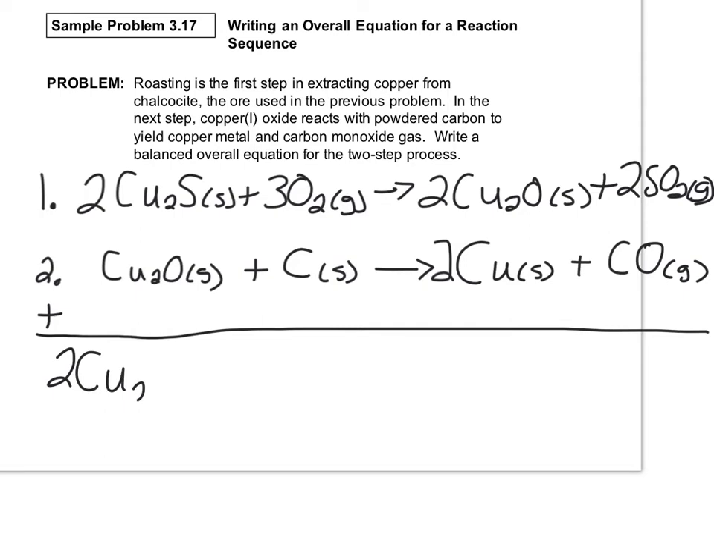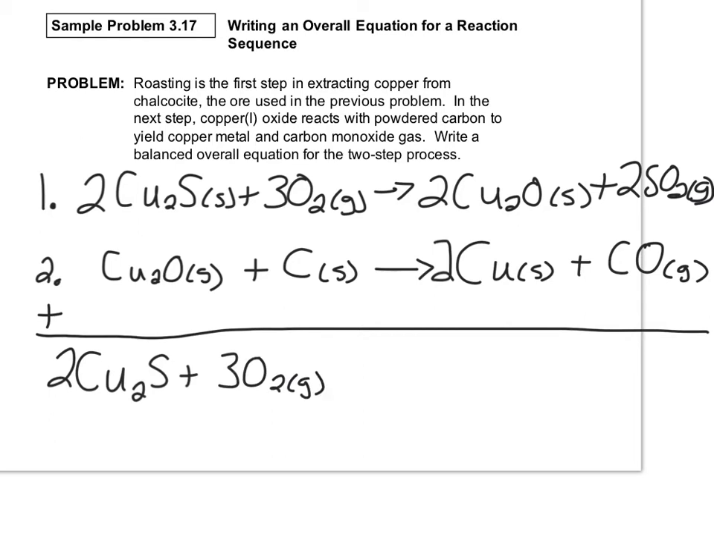So 2 copper sulfides plus, what's going to be my next reactant? Let's check. I've got 3 O2 on the left. Do I have any oxygen gas on the right? No, I do not. So that's going to come down. So plus 3 O2 gas.